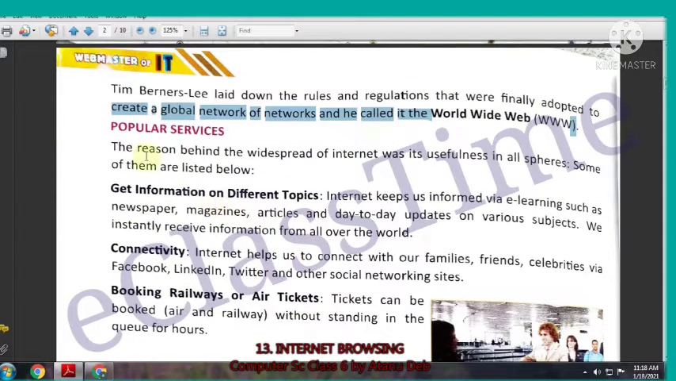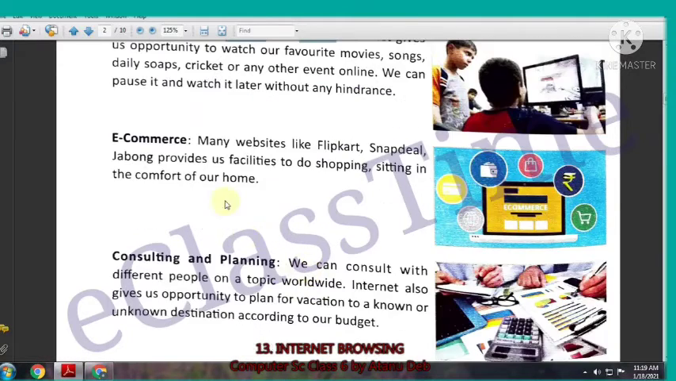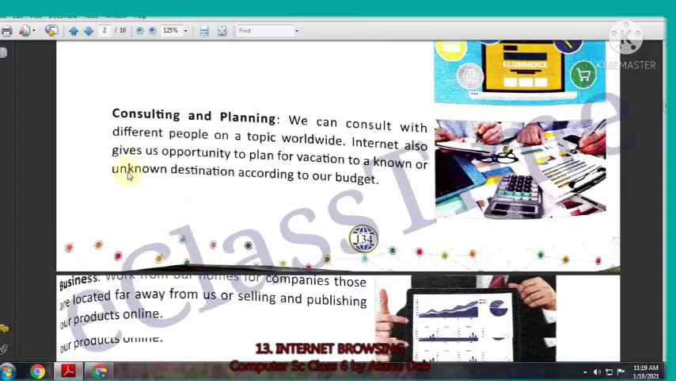Okay. Next come popular services. So what are the services? Why is internet useful? What can we do on the internet? We can get information on different topics, whatever information you're looking for. Connectivity: connect with your friends and relatives using Facebook and Twitter, etc. Then you can do some utility tasks like booking railway tickets and air tickets, and watch movies and TV shows and live events. There are Flipkart and Amazon, which provide e-commerce, that is, you can buy and sell things online, and many more things.